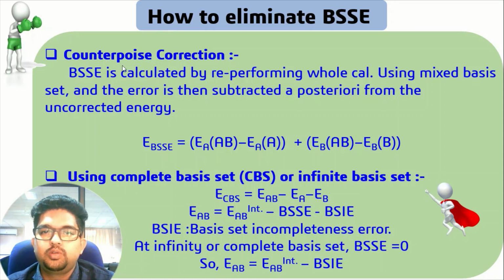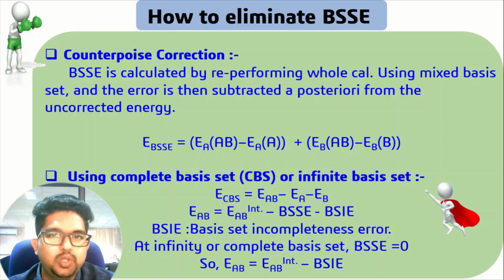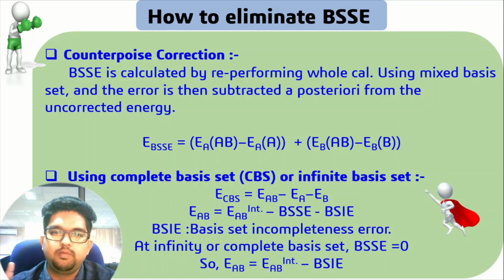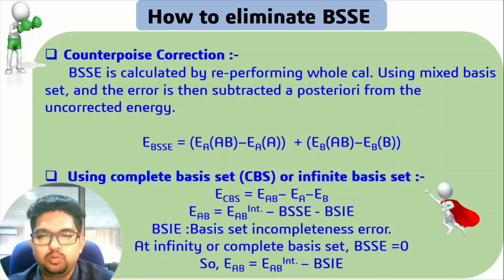In the counterpoise correction, we perform the entire calculation using a mixed basis set, and the error is subtracted from the uncorrelated energy. Using this formula, we have taken an example molecule, which is going to give you the AB. So using this equation, we will find the BSSE, the basis set superposition error, and we will subtract this energy from the total energy of the molecule.